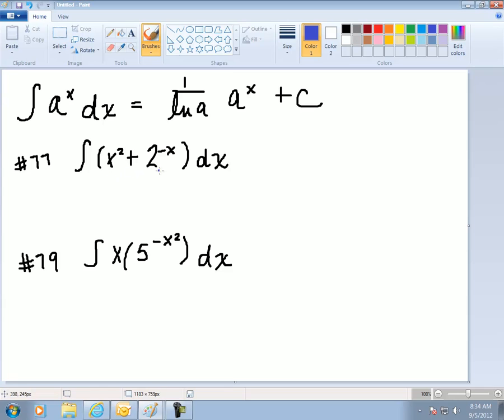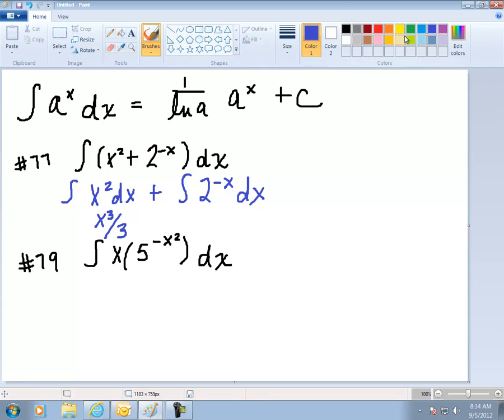In this first example, I'm adding two things, so recall that I can write this as the integral of x squared dx plus the integral of 2 to the minus x dx. So I can integrate each one separately. The integral of x squared, well, that hasn't changed. That's just x cubed over 3. And now I'm going to apply my rule above to integrate 2 to the minus x.